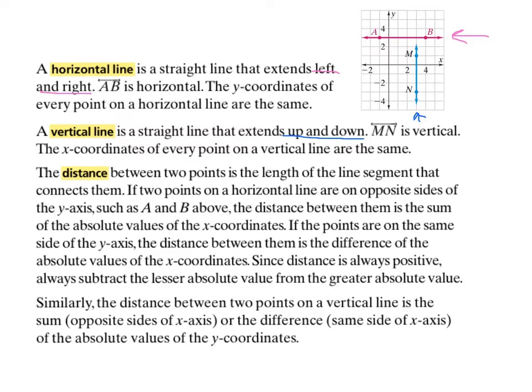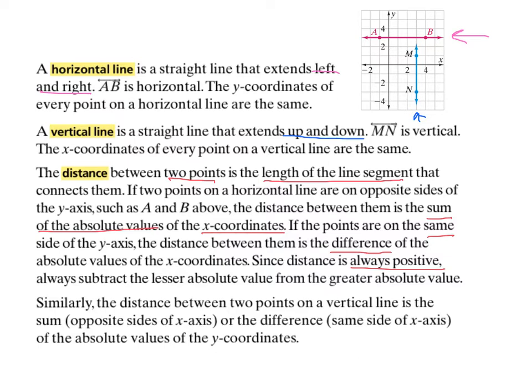Now, the distance between 2 points is the length of the line segment that connects them. If 2 points on a horizontal line are on opposite sides of the y-axis, such as A and B, the distance between them is the sum of the absolute values of the x-coordinates. If the points are on the same side of the y-axis, the distance between them is the difference of the absolute values of the x-coordinates. Since distance is always positive, always subtract the lesser absolute value from the greater absolute value.